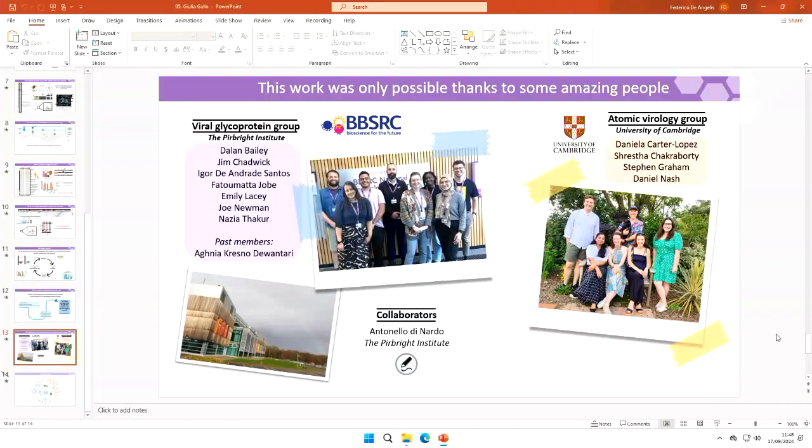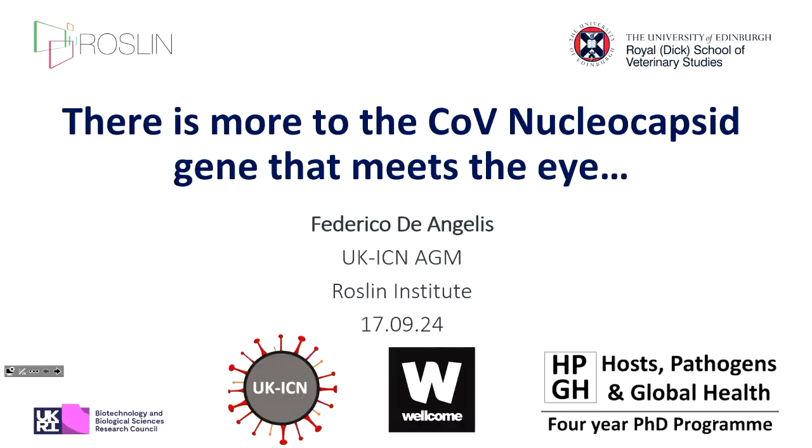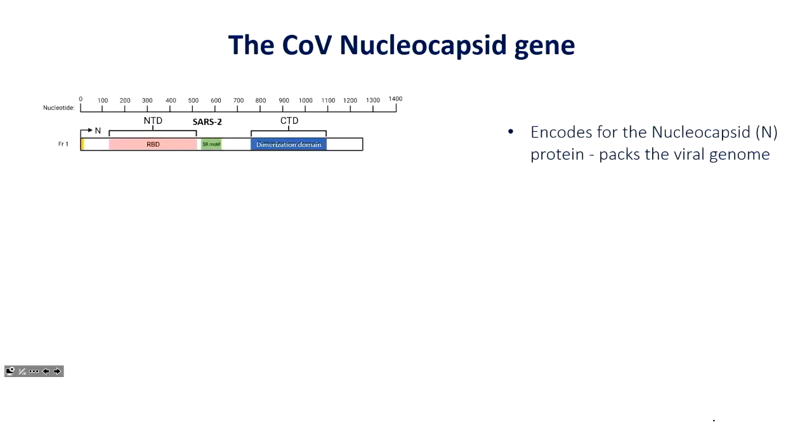Thank you. Hello, everybody. Hello, UK-ICN. Today, I'm going to try and convince you that there is slightly more to the coronavirus nucleocapsid gene than meets the eye. So the nucleocapsid gene encodes for the nucleocapsid protein. We've already been talking about it. It is effectively the histone of the virus. It packs the viral genome during virion formation.